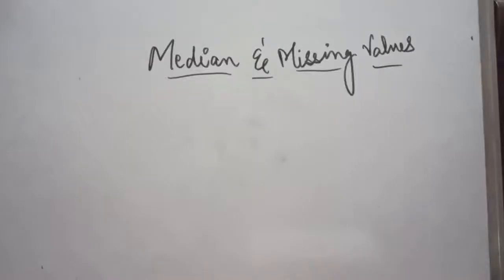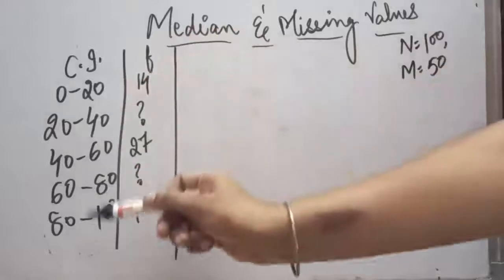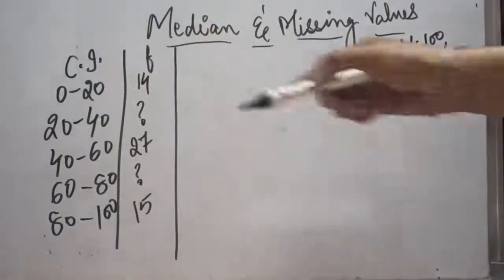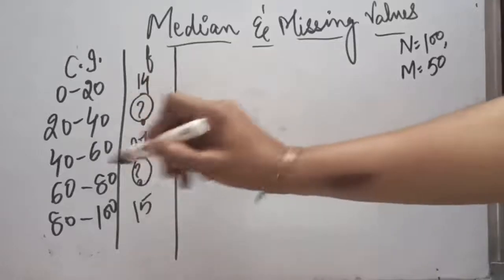There can be some questions in which some frequencies are missing and the calculation of median has already been given. So let us see the questions when missing values are given, how to solve them. Let's take an example. This is a practical question which has been given to us. Class intervals with equal difference have been given, and frequencies have been given, except for these two.